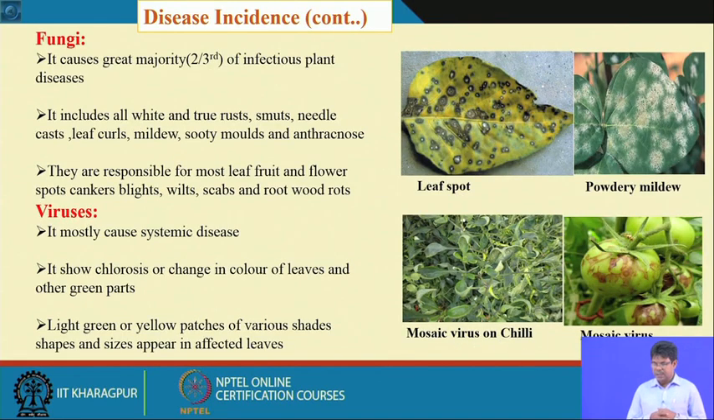Coming to fungal disease, because in most crops fungal disease is very prevalent. It causes great loss, around 2/3 of infectious plant disease is due to fungal disease. It includes white and true rusts, smuts, needle casts, leaf curls, mildew, sooty molds, and anthracnose. These are some spots you can see here.